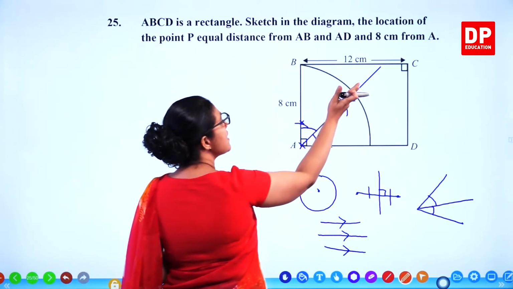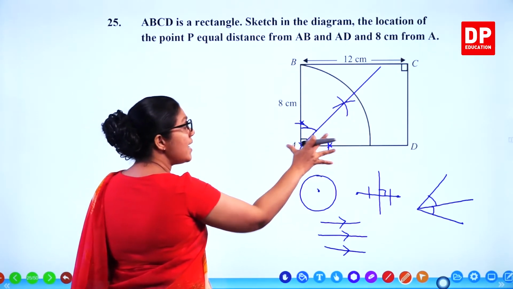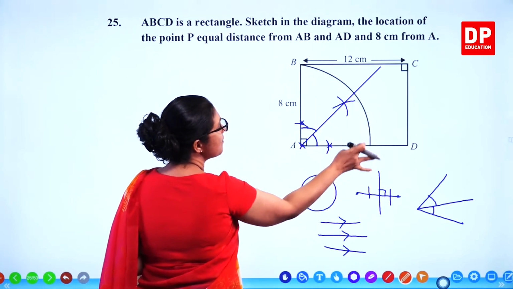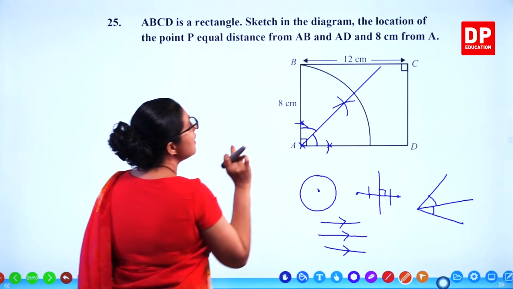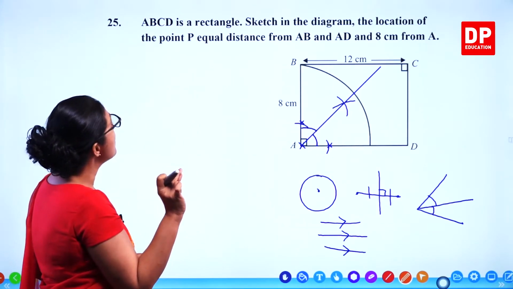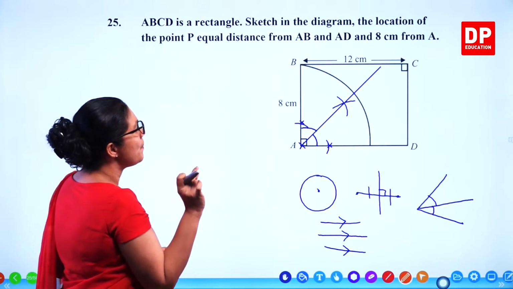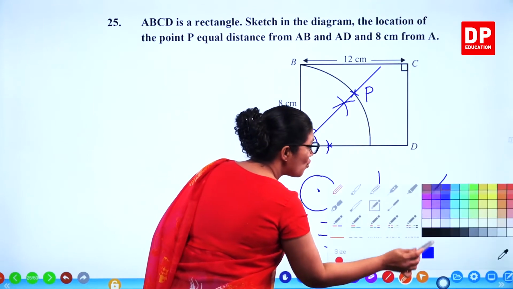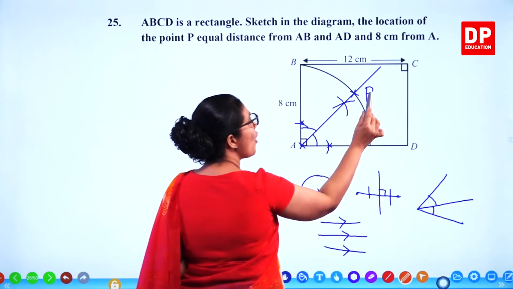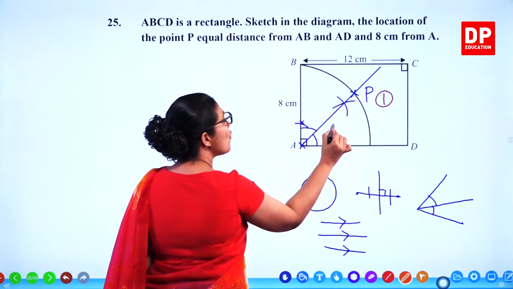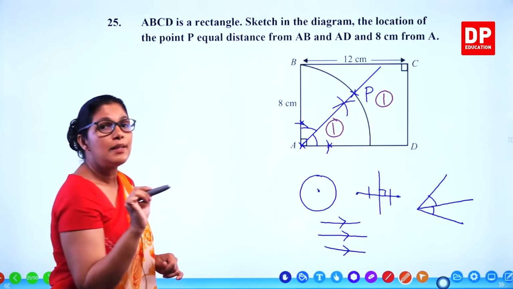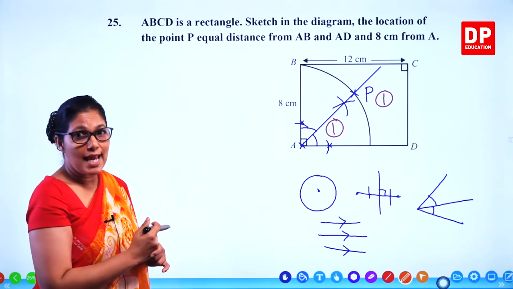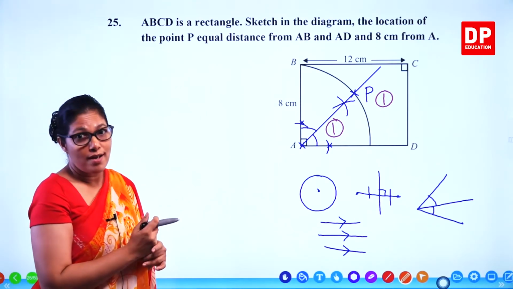So the angle bisector is there, and 8 centimeters from A. This is the 8 centimeter arc. The intersecting point should be the location point P. So this is the point P. You get 2 marks: 1 mark for marking the point P and 1 mark for sketching the angle bisector. This is the last question in paper 1, part A, so check your answers.